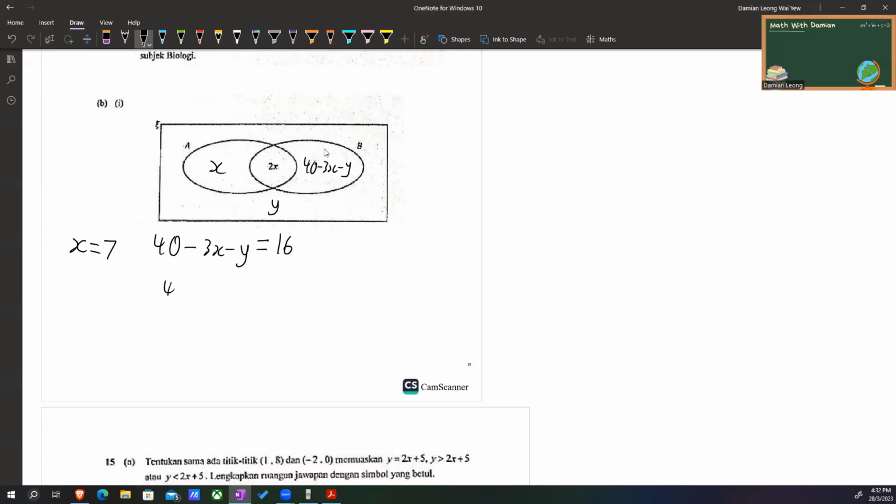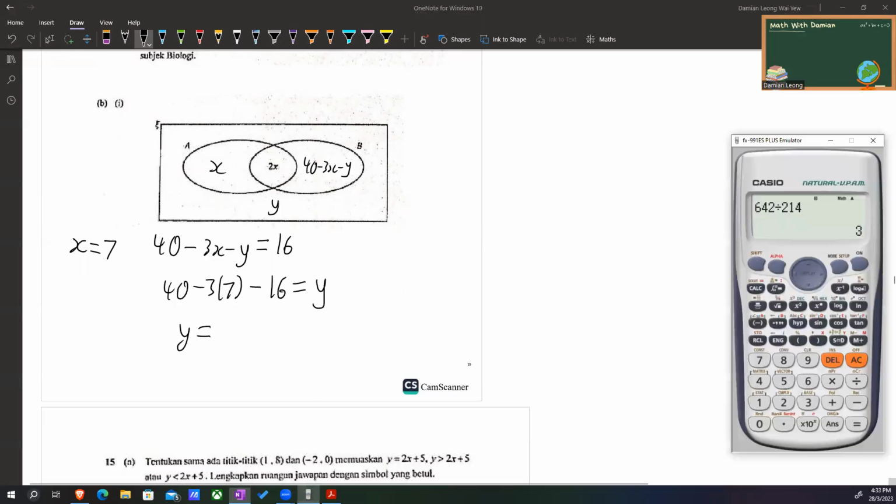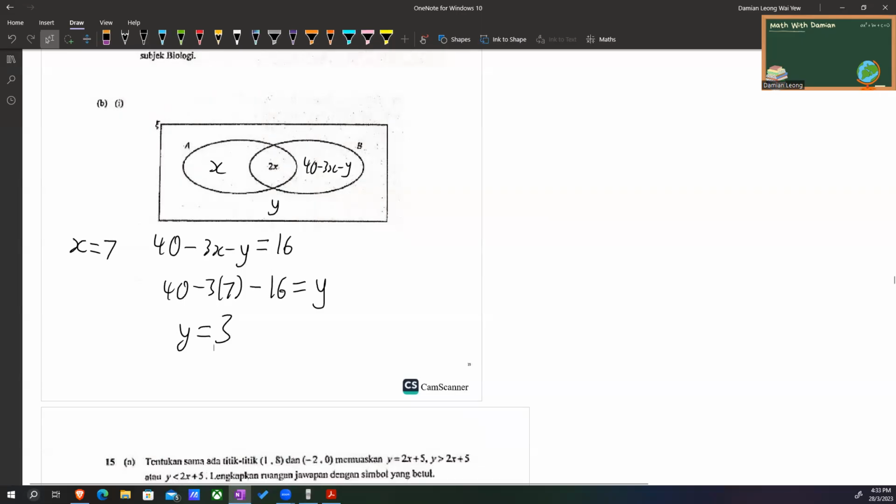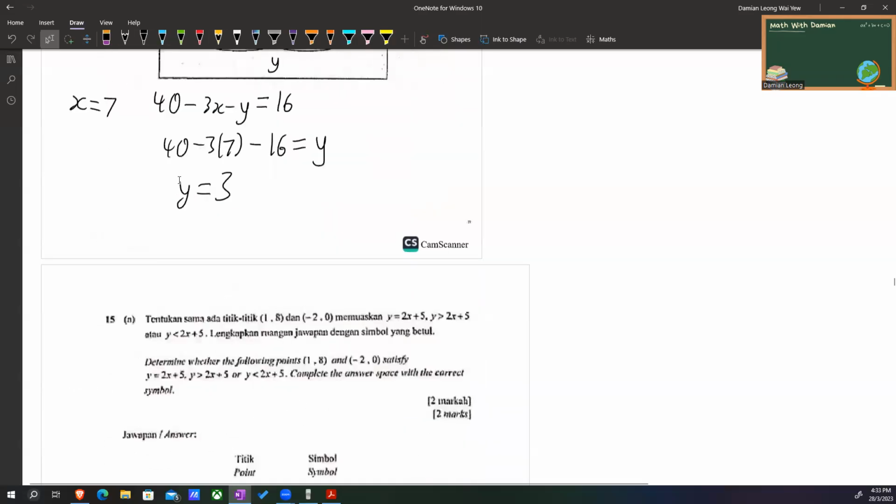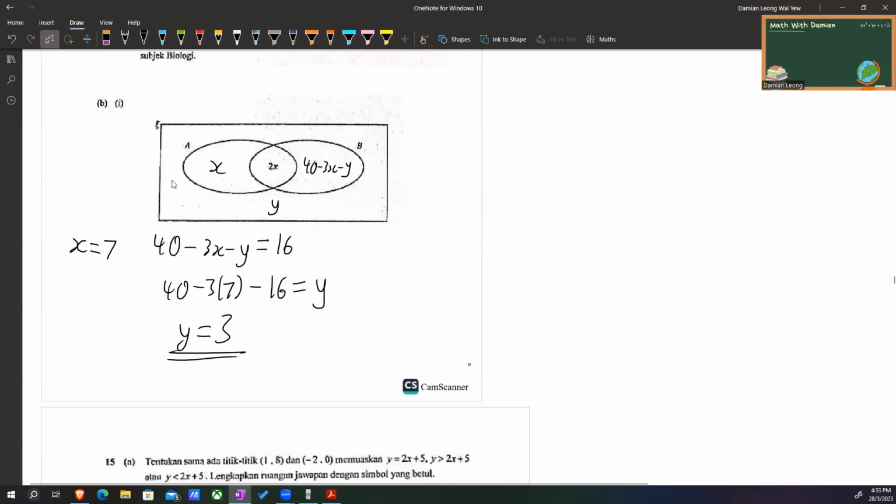I just solve this equation. I bring over the y, bring over the 16. X, I already know is 7. So positive 16 becomes minus 16. Minus y becomes positive y. So y would be 40 minus 21 minus 16, which is 3. Yeah. And y is basically how many does not take both.